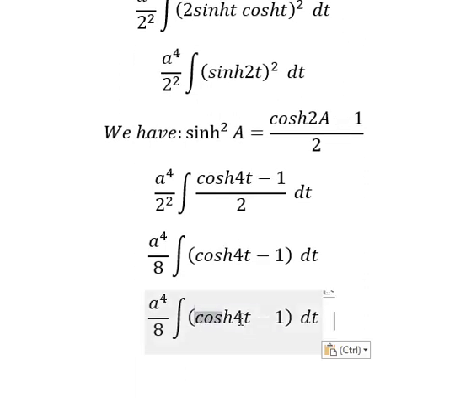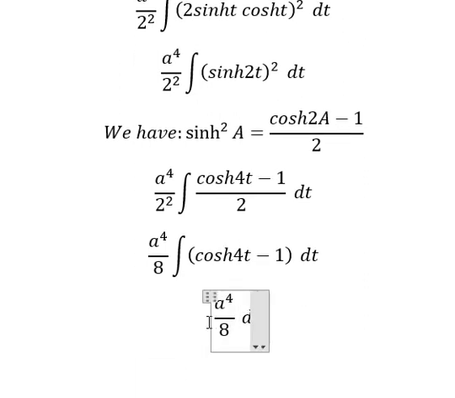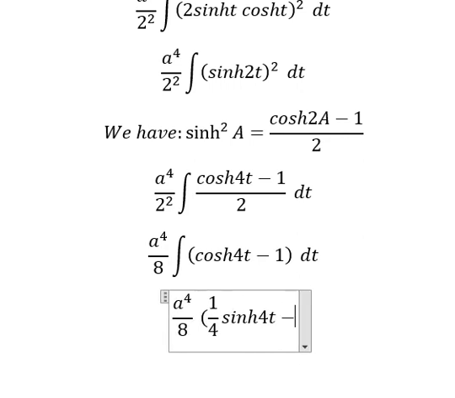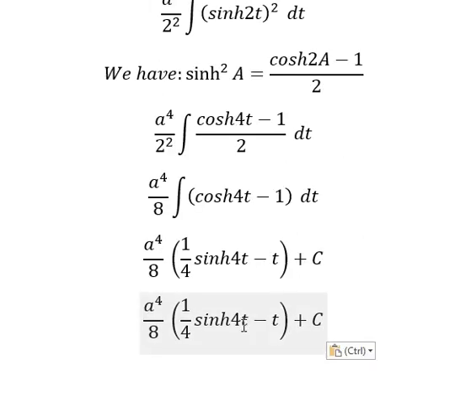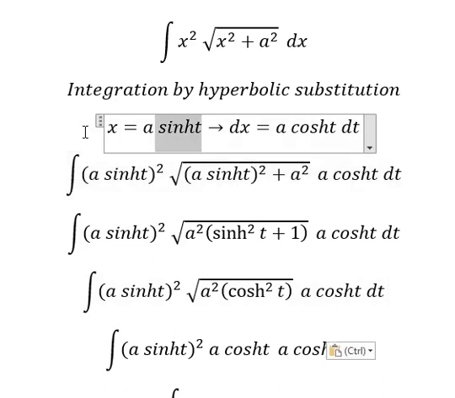The integration of this one, we have 1 over 4 sin 4t. Number 1 is about t. And I will put plus c. About t, that is about this one.